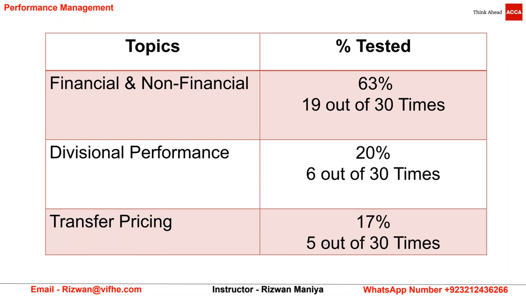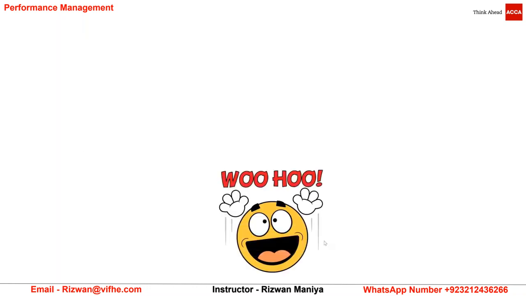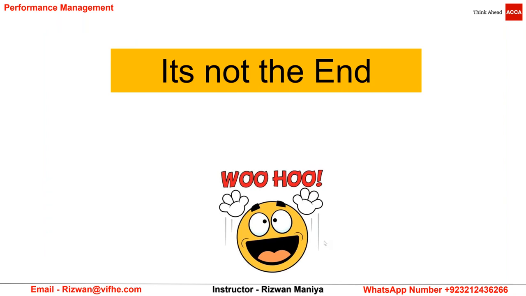Okay, so this analysis quickly shows that there is a high chance of financial and non-financial coming in your paper, but now there is not just one paper, there are multiple papers in the examination, so you can't leave anything. You have to make sure that you cover each and everything, because you never know, the question that came for you may be financial, non-financial, but the question that came for one of your friends was transfer pricing. So you don't have any option left to leave things, right? But I hope this analysis will be very useful for you.